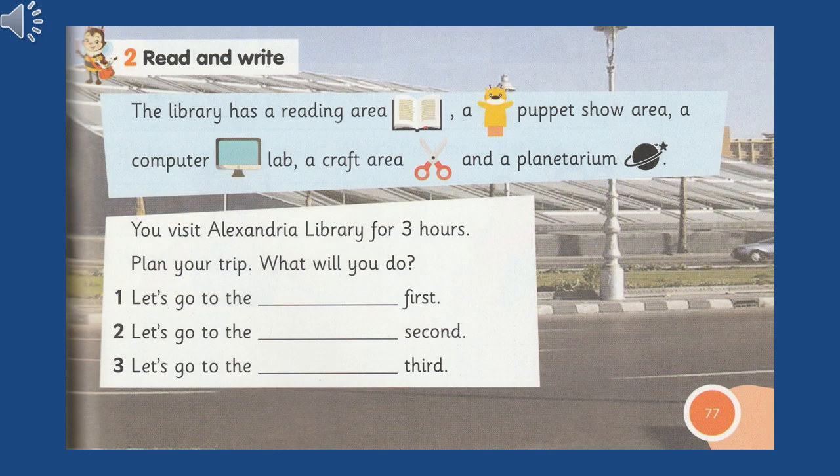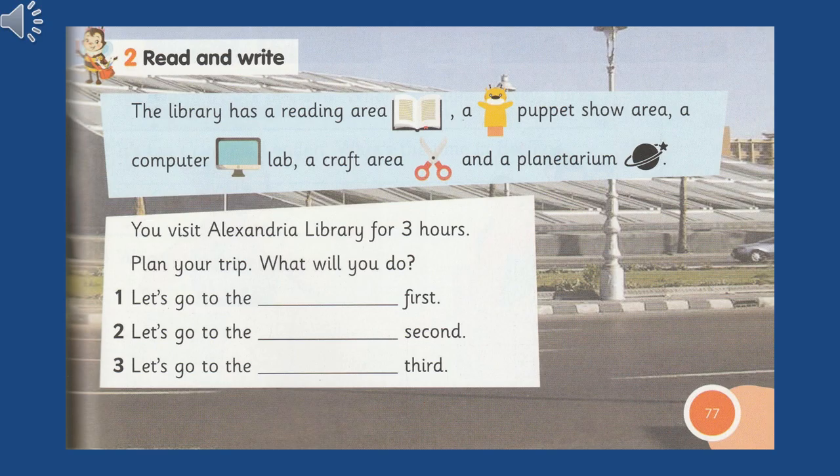Let's count. Reading area, 1. 2, puppet show area. 3, computer lab. 4, craft area. 5, planetarium. So we have 5 places in the library, and we want to plan your trip. So you will choose 3 places to visit. So let's do the exercise together. You visit Alexandria Library for 3 hours. Plan your trip. What will you do?